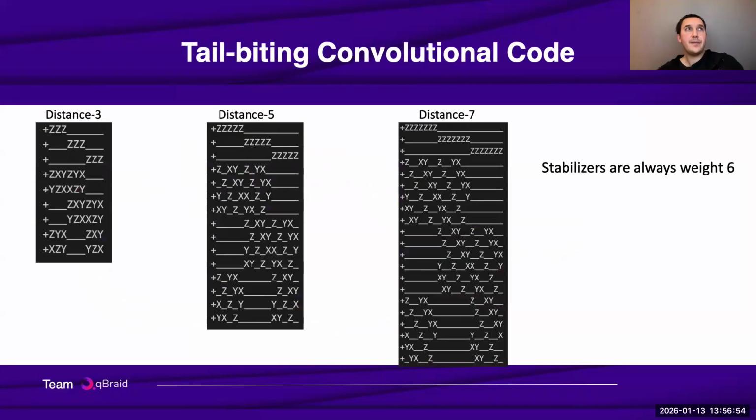So if you connect these appropriately, and this is a non-trivial task, what you get is an increasing distance code, but with your stabilizers always weight 6. So you don't increase the weight of your stabilizers, which means they don't get harder to measure. There's just more of them. And the error correcting properties increase.